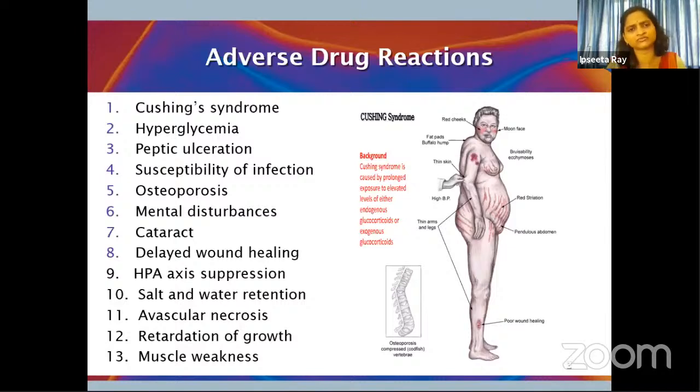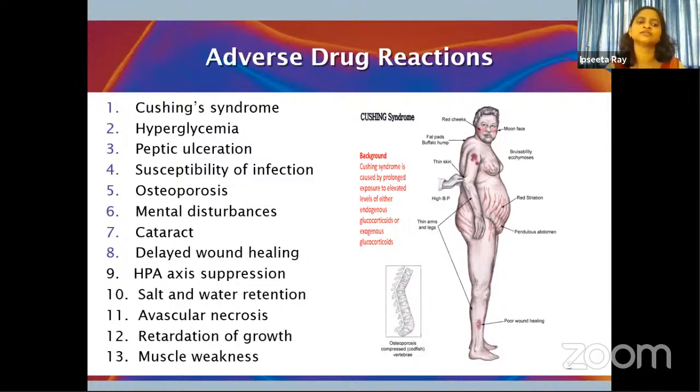So what are the adverse effects? Cushing syndrome, like buffalo hump, moon face. Then they impair glucose tolerance, causing hyperglycemia, and peptic ulceration. There is susceptibility to infection, so the individual gets immunocompromised, and chances of developing TB are much higher. Osteoporosis. Then mental disturbances, subcapsular cataract, they delay wound healing, and they can suppress the HPA axis. So abrupt withdrawal should not be done.